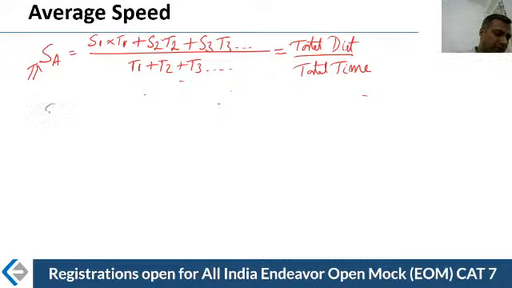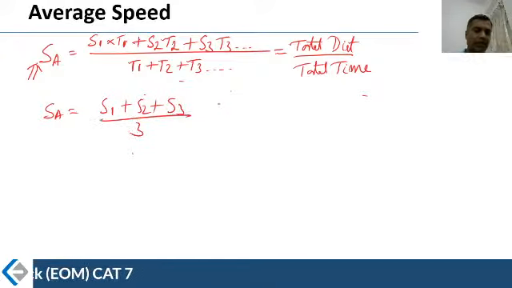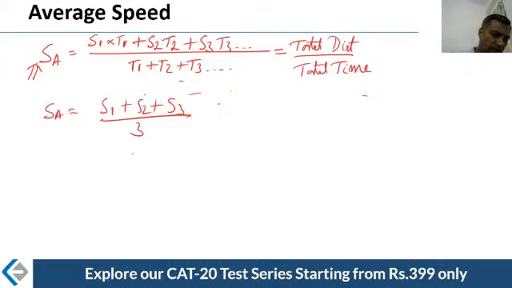What is the simple average of speeds? It means you will add S1 plus S2 plus S3 divided by 3. That becomes the simple average of the speeds. It is not about this.